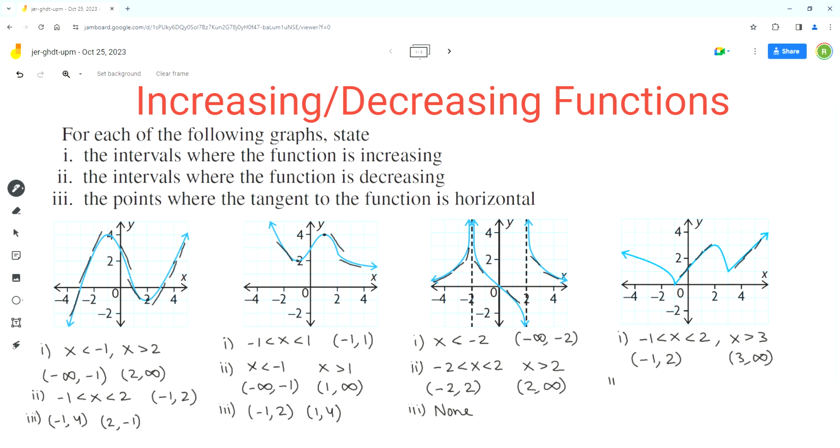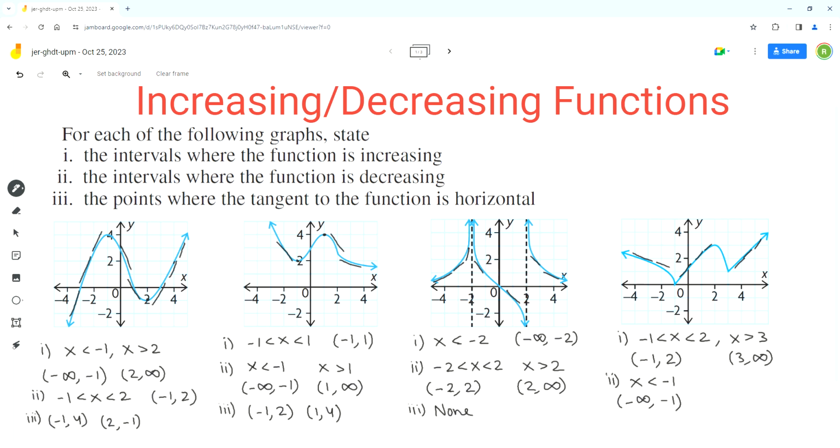Now we can identify the interval in which the function is decreasing, and that's the part where the tangent to the function has negative slope. So the first part is the curve to the left side of -1. So the interval is x is less than -1, and in interval notation it will be -infinity to -1.